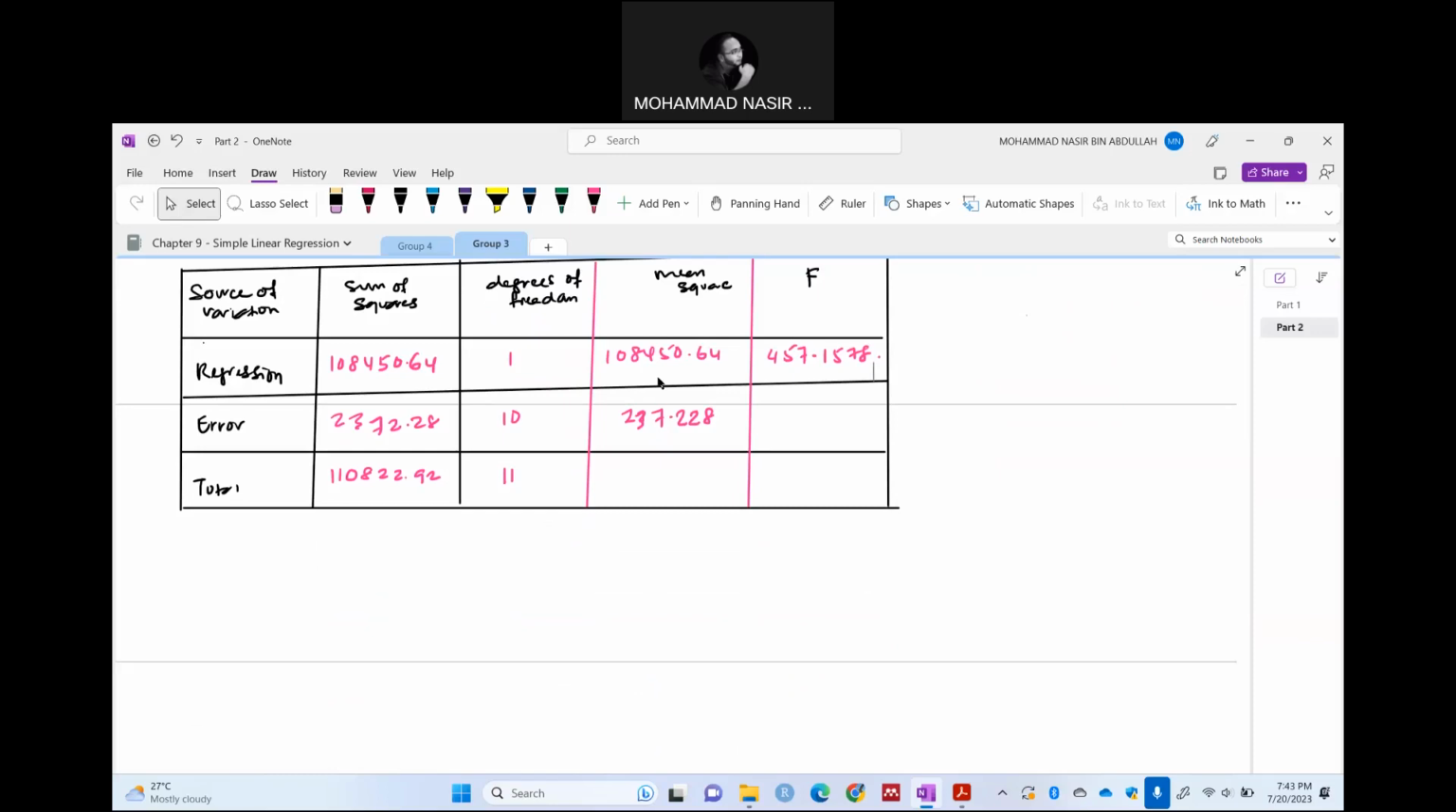Right, for tomorrow's class, we will learn chapter 10, multiple linear regression. Before we start chapter number 10, make sure you understand this chapter first. Right, so chapter number 9, simple. Chapter number 10, multiple. So if you understand this chapter, chapter number 10 should be very easy.